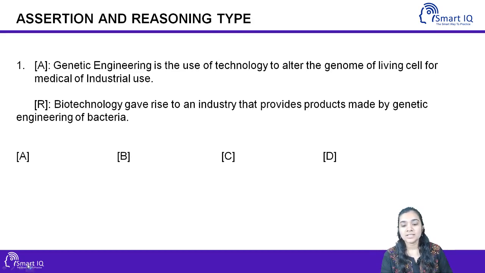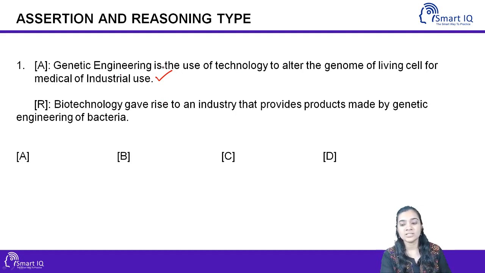Assertion: Genetic engineering is the use of technology to alter the genome of a living cell for medical or industrial use. So far as we know, this is a correct statement. The reason: biotechnology gave rise to an industry that provides products made by genetic engineering of bacteria. At face value, these two look like two different correct statements, but you are not sure whether or not the reason is the correct explanation of the assertion. Now, how to arrive at the answer?